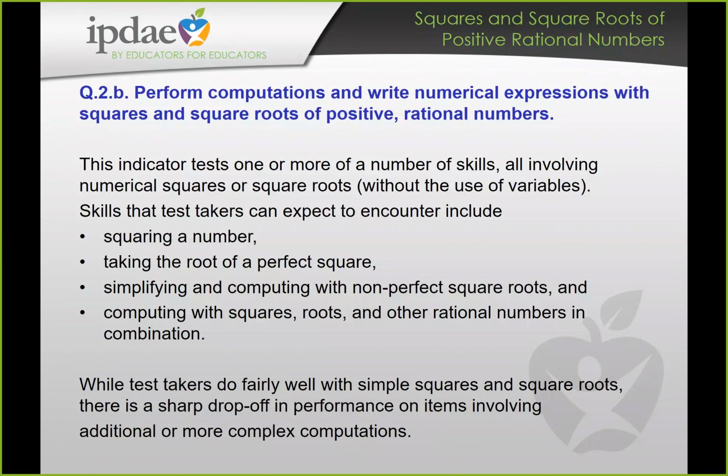More than taking the square and the square root of a perfect square, and then taking the square root of non-perfect squares, students struggle a little bit more when it involves a combination of several different computations in a particular problem. So again, applying the order of operations in combination with squares and square roots. That's where the performance really drops off on the GED test. So let's look at that.